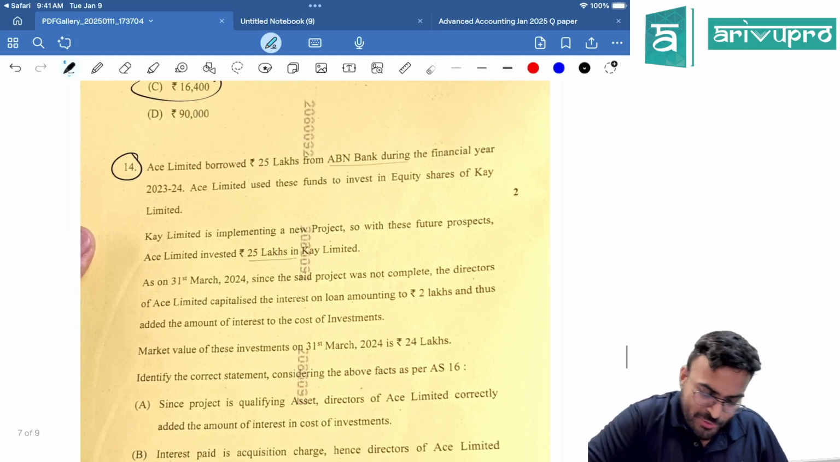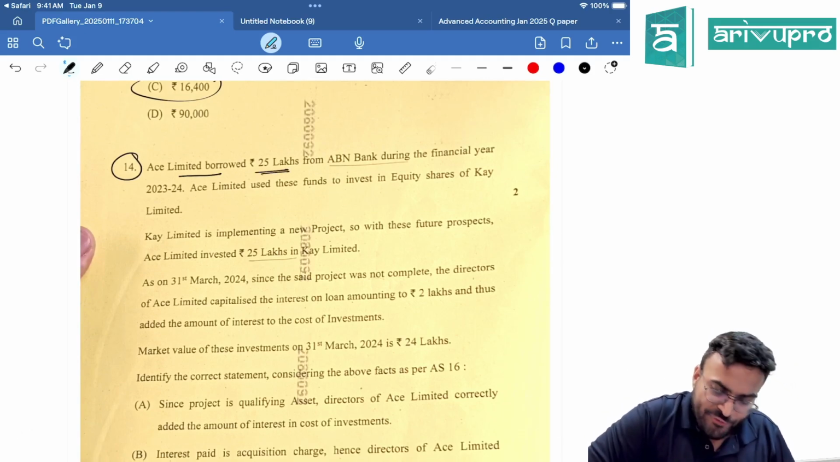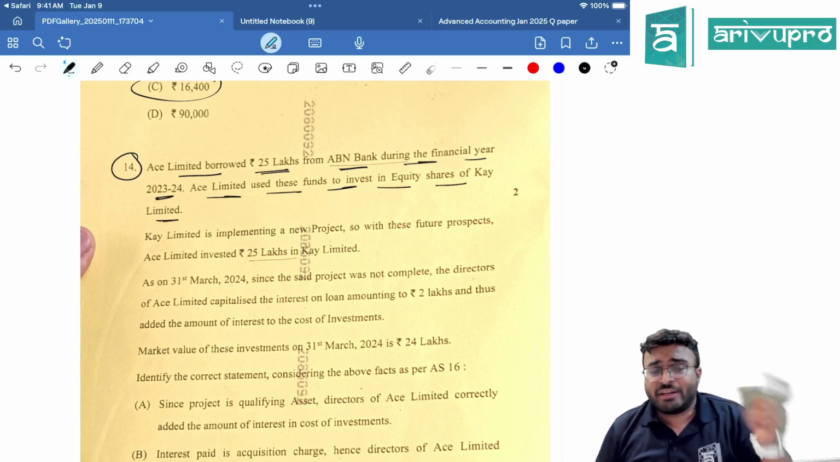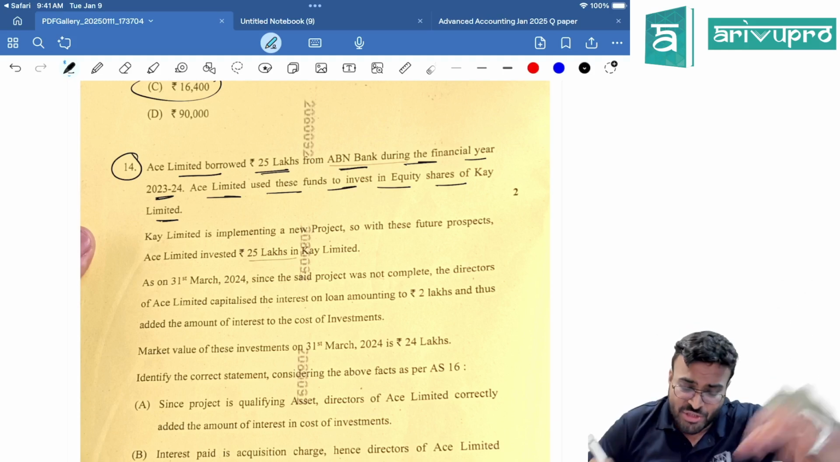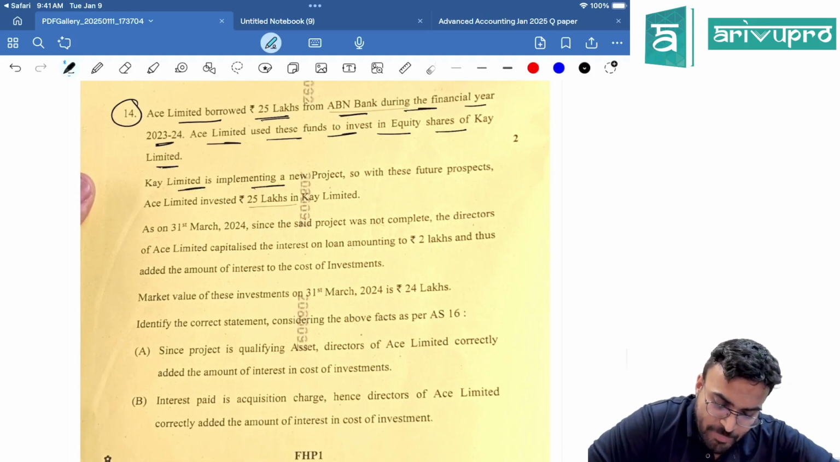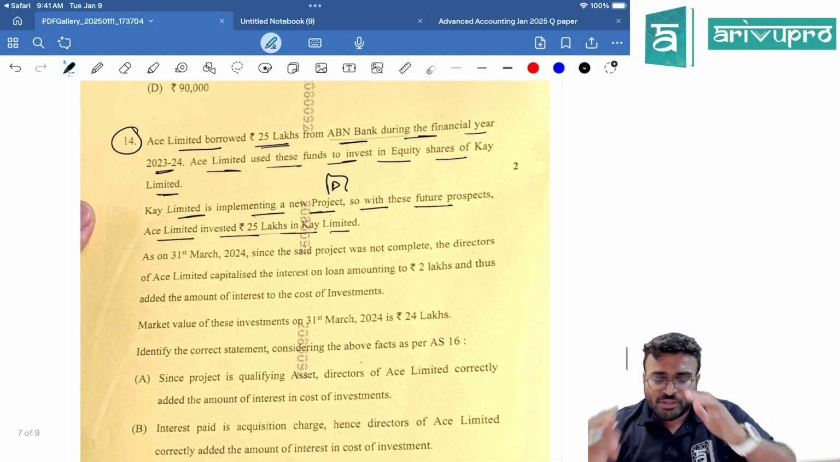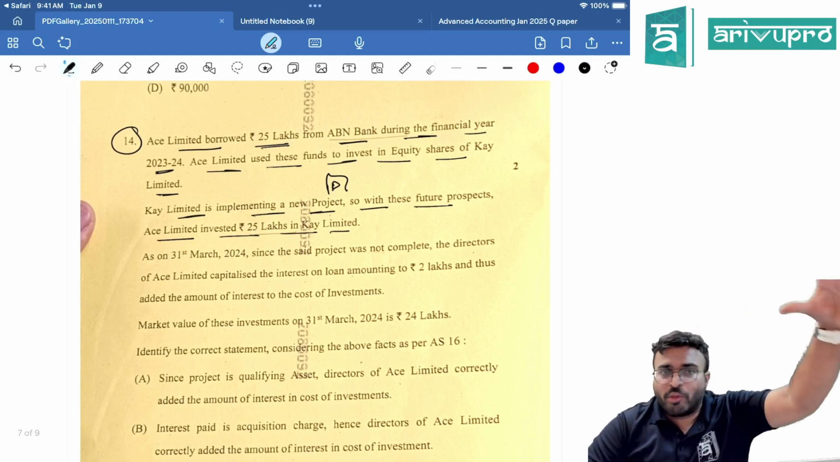Okay, let's go to question number 14. ACE Limited borrowed 25 lakhs from ABN Bank during the financial year 23-24. ACE Limited used these funds to invest in equity shares of K Limited. What did they do with these funds? They invested in the equity shares of K Limited. K Limited is implementing a new project, so they are constructing some building or something. So with these future prospects, ACE Limited invested 25 lakhs in K Limited. They saw that K Limited is making some good future plans.